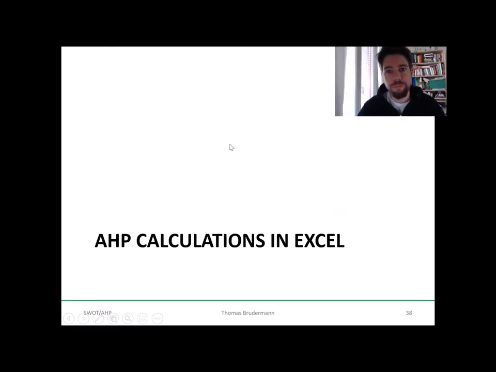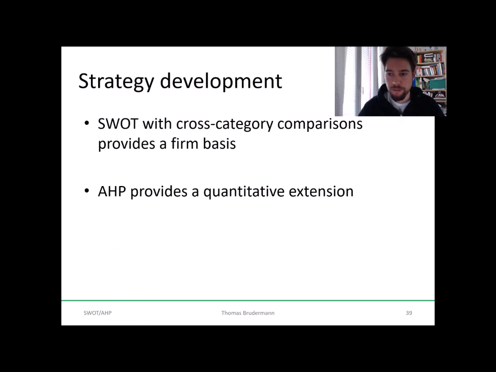I believe that once you have understood the basics of the method, it is not so difficult to apply. You can then use SWOT-AHP analysis for developing strategies for your service, product, technology. Here, the SWOT with the cross-category comparisons can provide a nice basis, and AHP then provides you with a quantitative extension that also tells you on which factors you should focus in your strategy development.